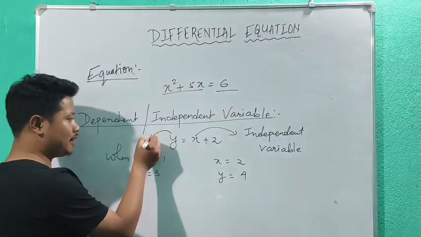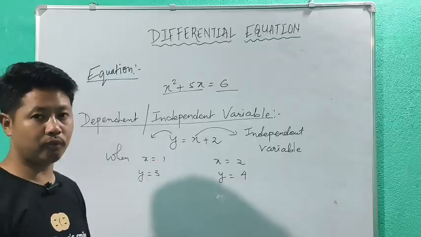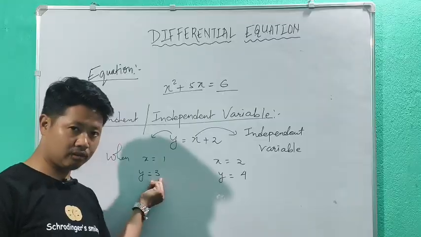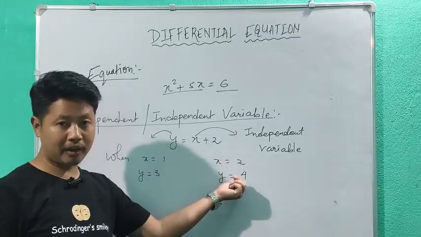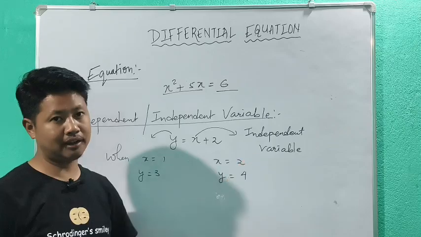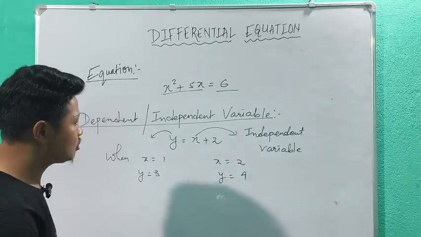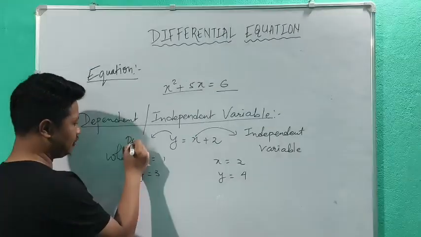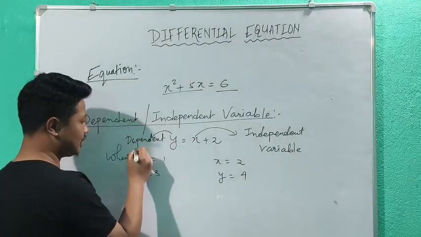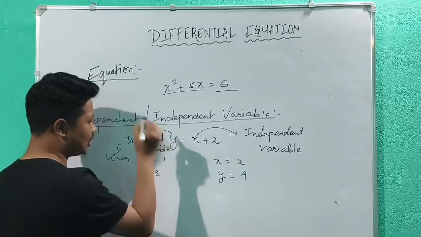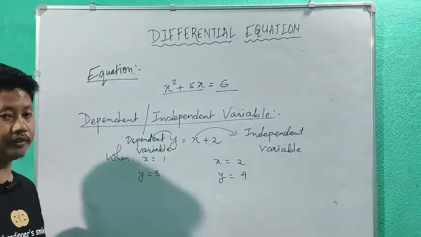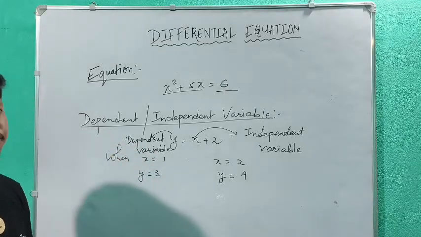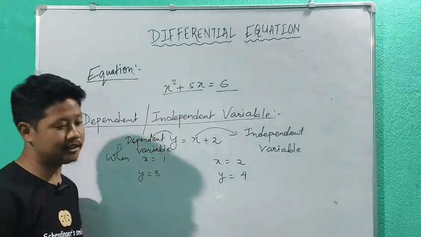But here the value of y is dependent on the value of x, because when I put x equal to 1, I got y as 3, and when I put x as 2, I got y as 4. So it depends on the value of x. That is why y is a variable, but it is a dependent variable. So that is the concept of the dependent and the independent variable. Now when we sum up all these equations and the dependent and independent variables, we get a differential equation.